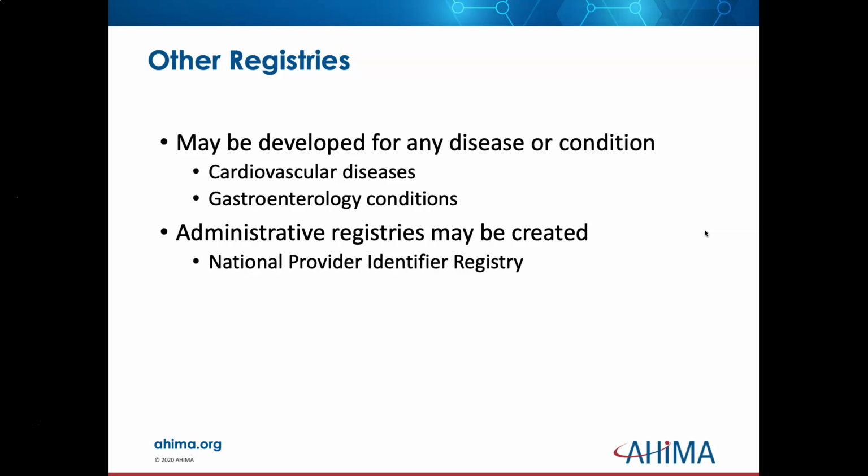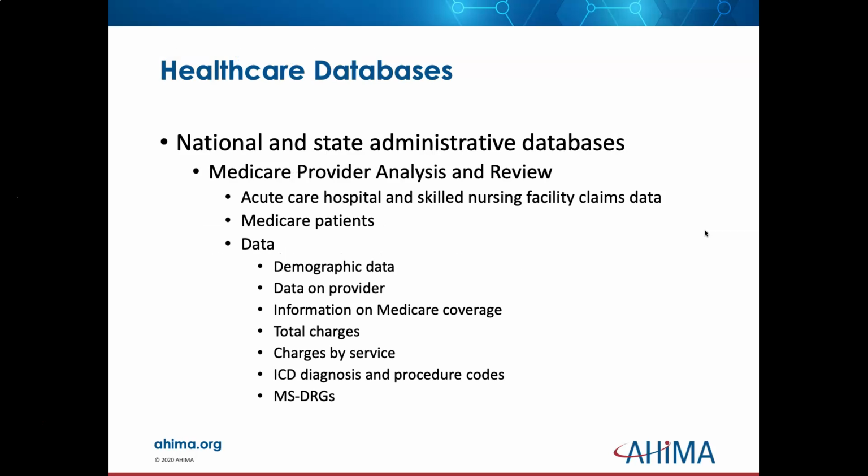And then there are some administrative registries that can be created, like the National Provider Identifier Registry. Every provider has an NPI number, a National Provider Identifier. And there is a registry for that where you can go out and find out what your provider's NPI number is. That's typically used by people who do medical staff credentialing and privileging. So that's another example of a registry.